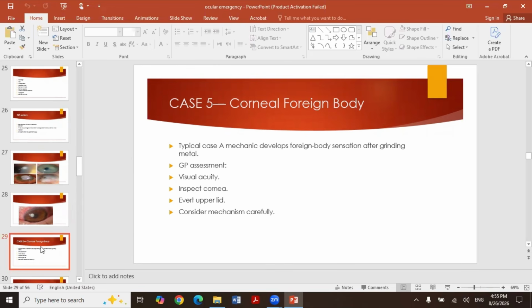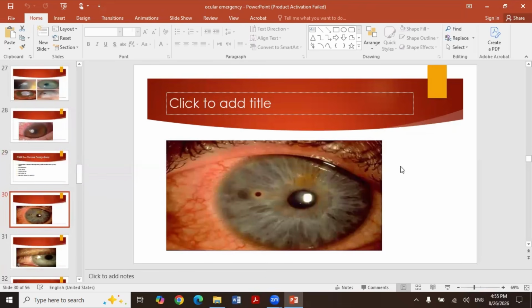the mechanism of the foreign body entering the eye carefully. If you look at this picture, you will see it in the emergency at least every 2-3 days. I see a patient like this. Here is the metallic corneal foreign body.